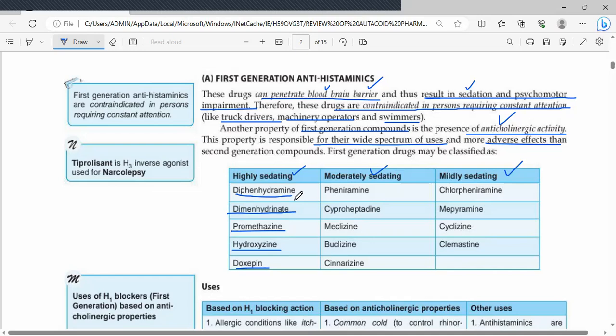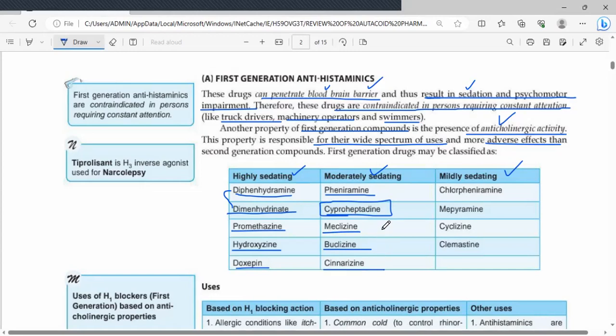Okay, so for those interested, the first two here are ethanolamines. Promethazine itself is a phenothiazine derivative, and hydroxyzine is a piperazine derivative. Then moderately sedating, we have pheniramine, cyproheptadine. Please remember cyproheptadine. Then you have meclizine, buclizine, and cinnarizine.